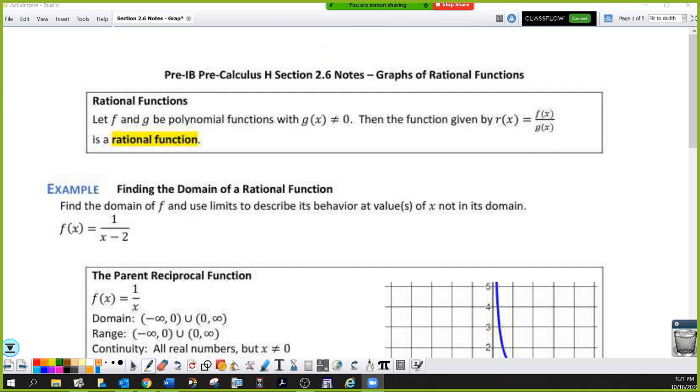Fractions is everybody's favorite, isn't it? Yes? See? One person's honest. No? Nah, liar. Everybody loves fractions.